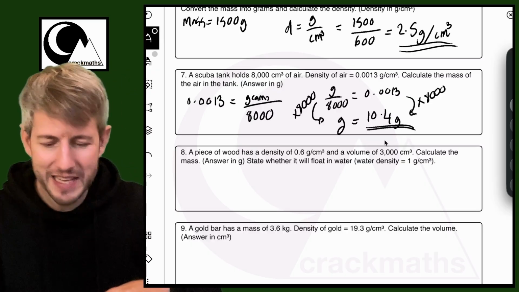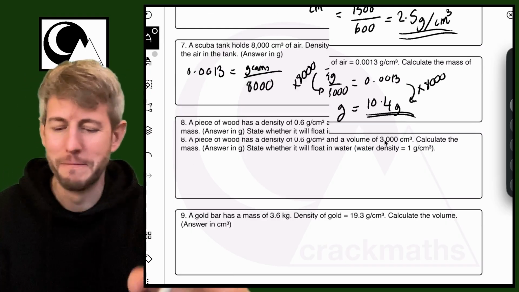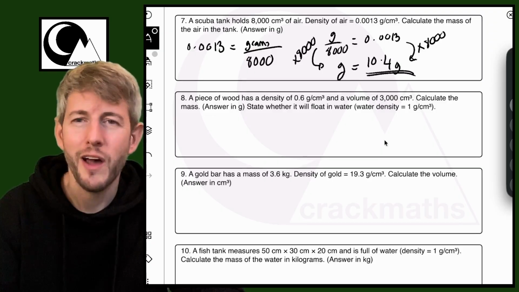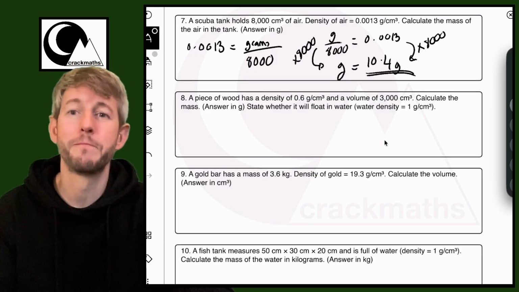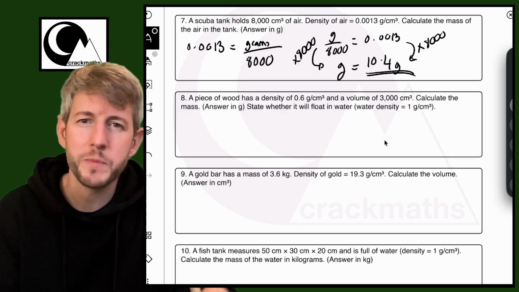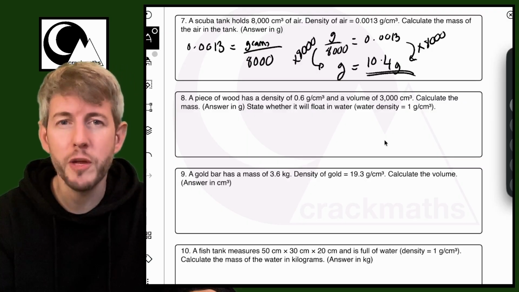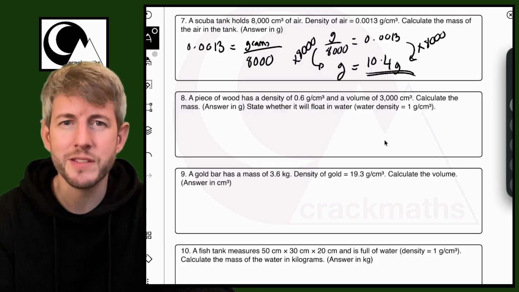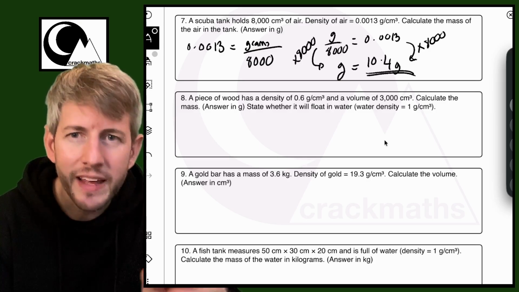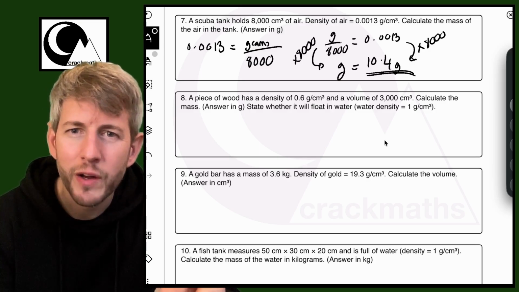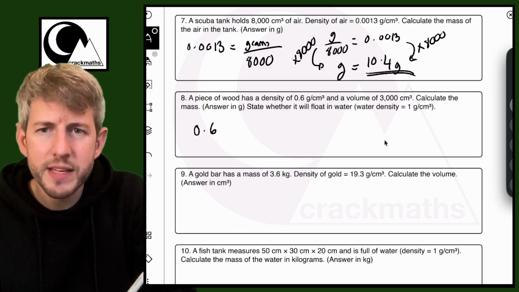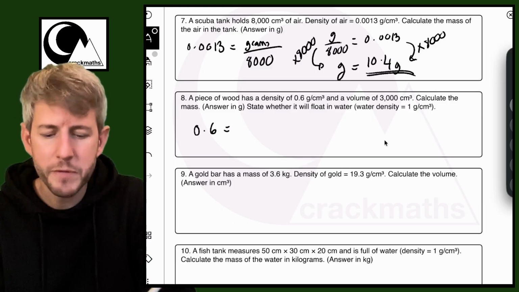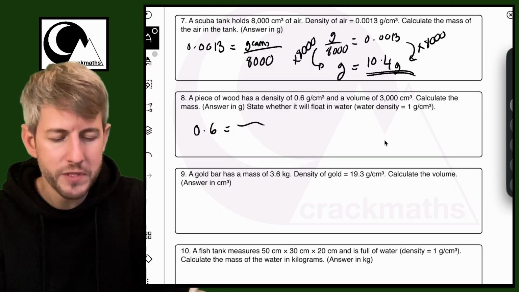Okay, so let's have a look at question 8. Question 8 says, a piece of wood has a density of 0.6 grams per centimetres cubed and the volume of 3,000 centimetres cubed. Calculate the mass. Okay, right, so we know that the density is 0.6. It's grams per centimetres cubed, so the grams goes on top.